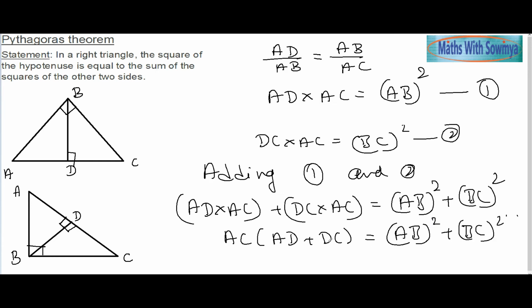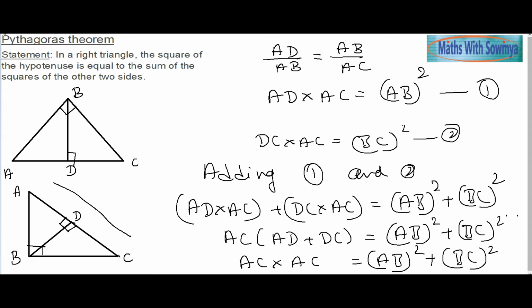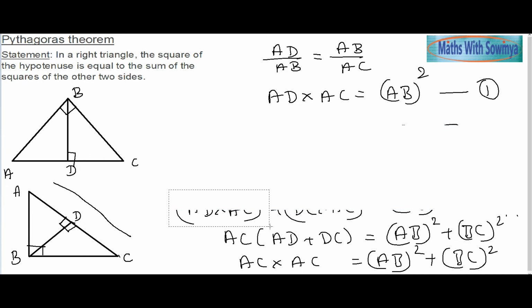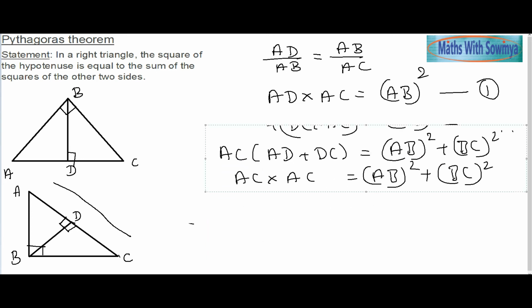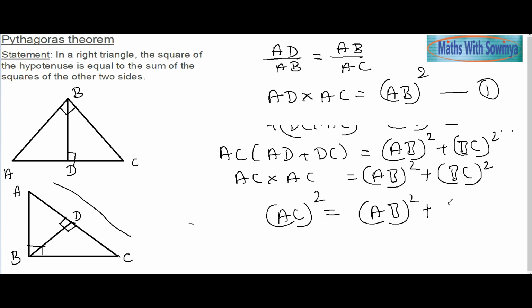What is AD plus DC? AD plus DC is nothing but AC. So, this is AC into AC, which is AB square plus BC square. AC into AC is nothing but AC square. Now, this is AC square is equal to AB square plus BC square. Hence, we have proved the Pythagoras theorem.